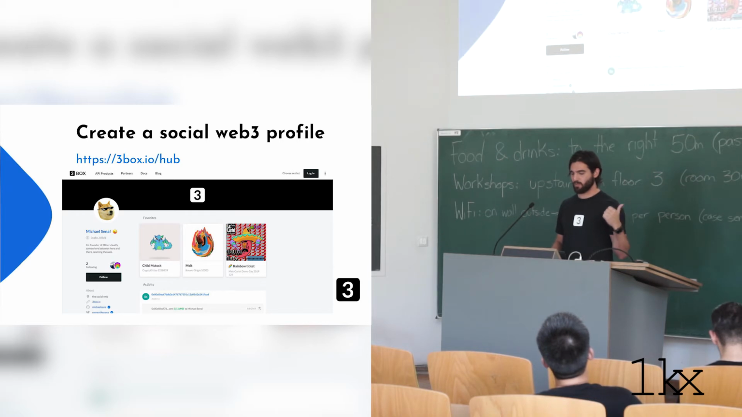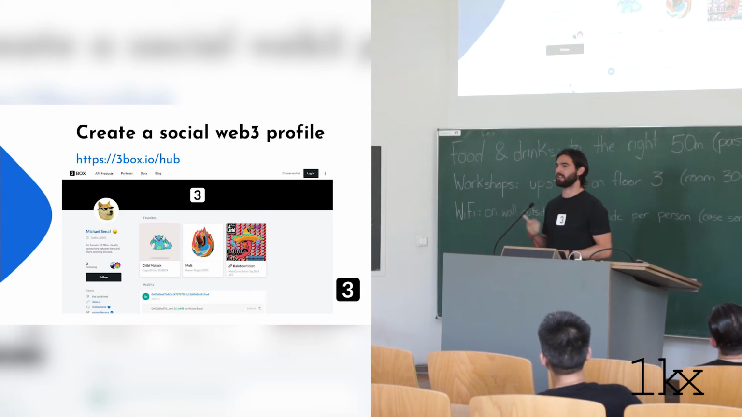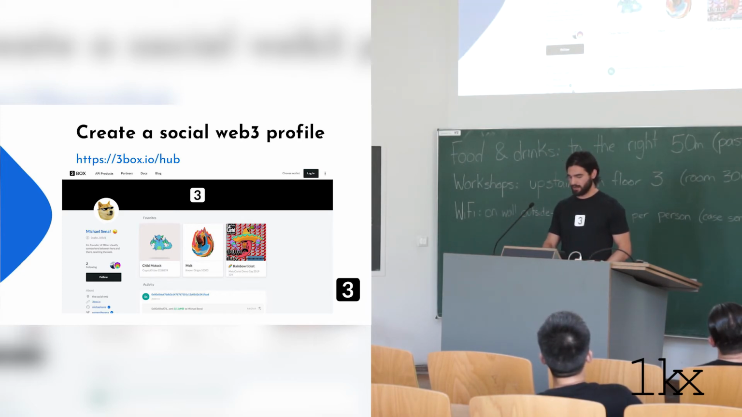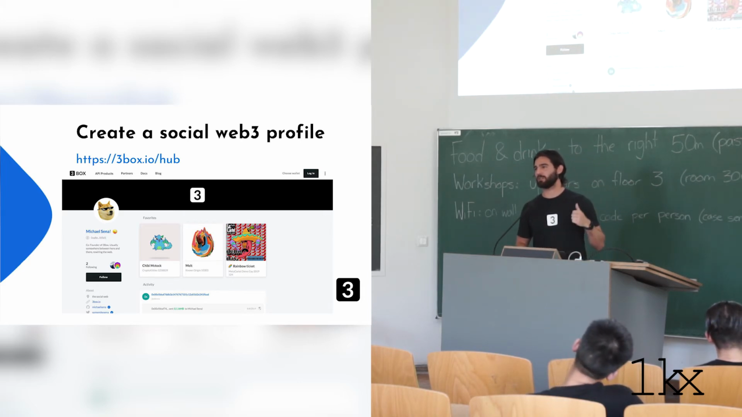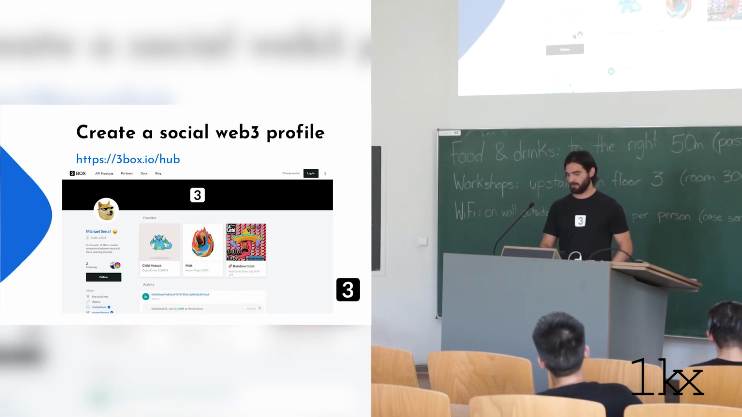Here's a screenshot of our web app. You can go there, 3box.io/hub. You can create a profile, verify your social accounts like GitHub and Twitter, check out your collectibles, do things like that. Also, you can see we're adding an open social graph component to it. So there's I'm following 2 people, and that's basically also portable between all your apps.